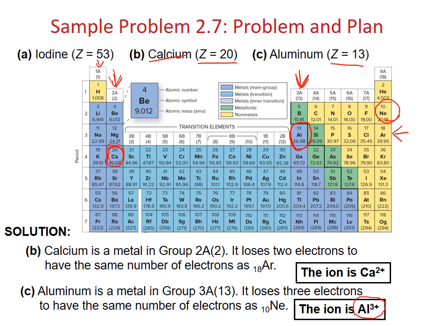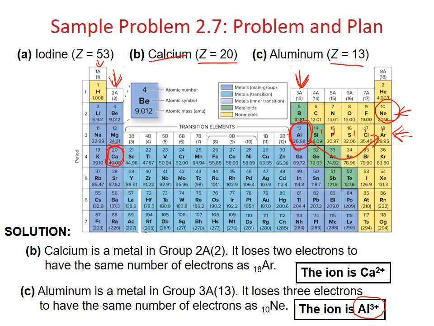Now some people may ask, can aluminum also gain electrons to form argon? To gain electrons to form argon, you need 1, 2, 3, 4, 5 electrons. So one is gain 5 electrons, one is lose 3 electrons. So it's easier to lose 3 electrons to form neon instead of forming argon.